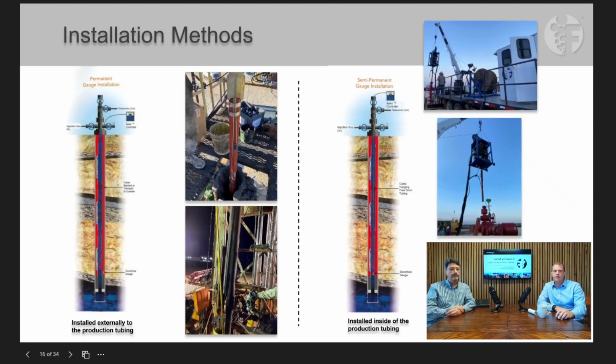Perfect. Thank you, Juan. So we talked about installation methods, right? Externally or internally, both achieving the same point, right? Is that we're putting the gauge at the bottom of the artificial lift system, at the bottom of the tubing string, to be able to collect either that tubing annular pressure and temperature or that tubing pressure.